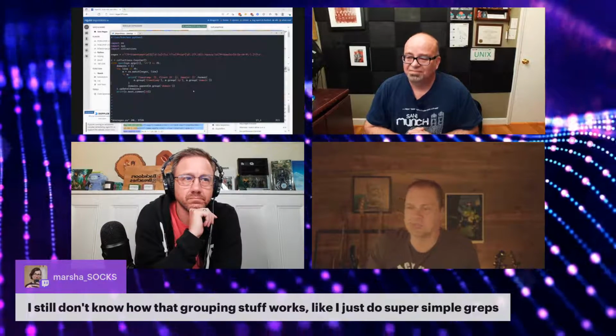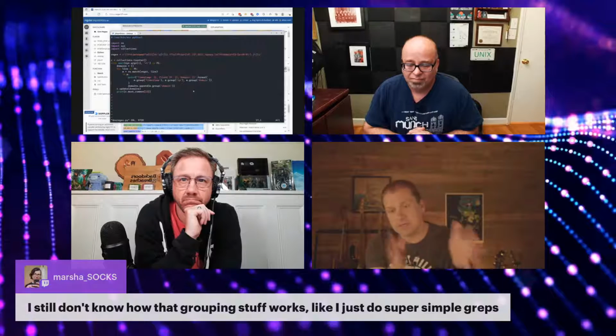Yeah. Marsha Socks asked a question. I thought that was a really good one. I still don't know how grouping stuff works. Like, just do super simple greps. And so you did the Regular Expressions 101 website. And I think for most of us, when you're building your regular expression to move into your code, what you actually end up doing more often than not, before we had Regular Expressions 101, is literally running a grep statement with the regular expression, looking at the output, and then running it until it was clean. And then you actually put it in your program. Can you show us how you can take that regular expression string and add it into a grep statement?